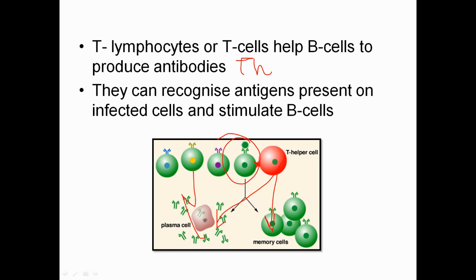So the helper T cells, the T helper cells, TH cells, are not going to produce any sort of antibody, but they help or stimulate B cells to produce a particular kind of antibody. This is a very, very important point.